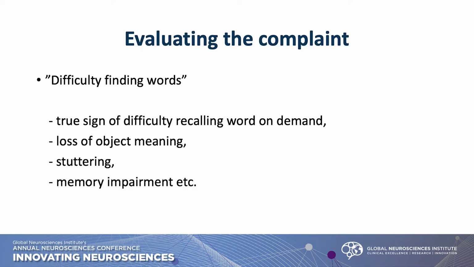Another complaint could be difficulty finding words. Again, frequently it will mean true aphasic problems, but sometimes people might mean that they're losing the meaning of objects, and that is more a semantic processing problem. Some people, when they say they have difficulty finding words, are stuttering. Or some people who have difficulty finding words in reality actually have memory impairment.